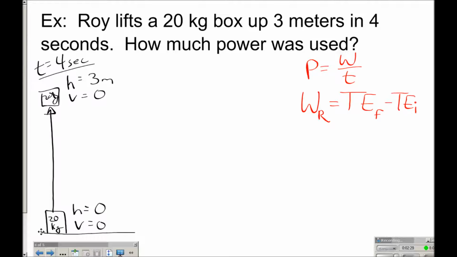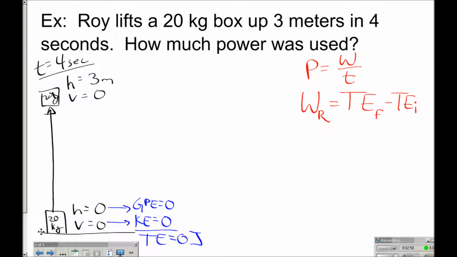So here we go. Since the height at the bottom is 0, that means that the GPE at the bottom is 0, right? Since the velocity at the bottom is 0, that means that the KE at the bottom is 0. And therefore, our total energy that our box has got before Roy lifted it is exactly 0 joules. All right? Then he lifts it.